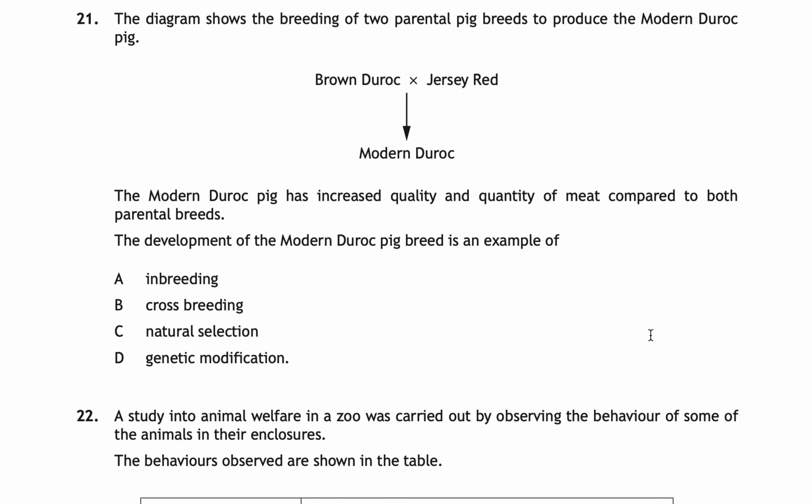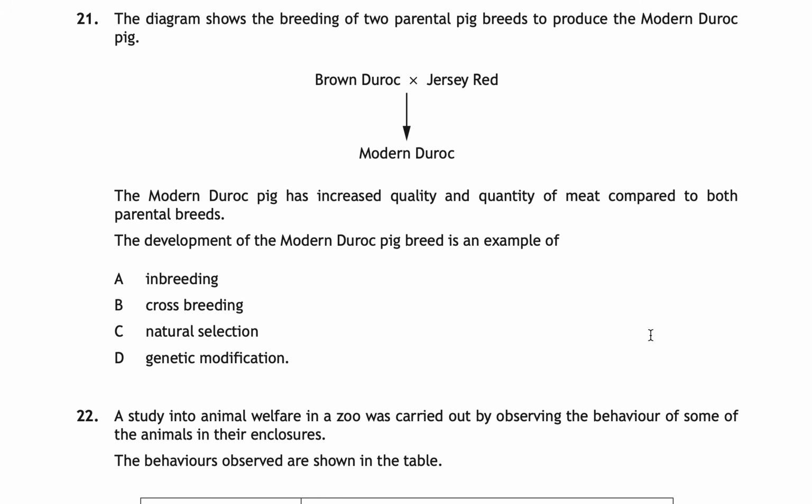Almost finished now. Question 21 shows a diagram showing the breeding of 2 parental pig breeds to produce the modern Duroc pig. You have a brown Duroc that's crossed with a Jersey Red, which produces a modern Duroc. The modern Duroc pig has increased quality and quantity of meat compared to both parental breeds. The development of the modern Duroc pig is an example of what?